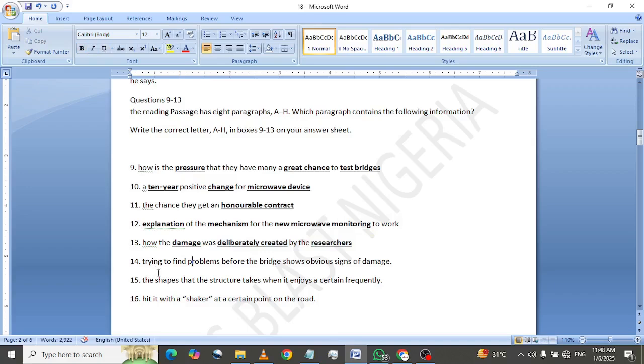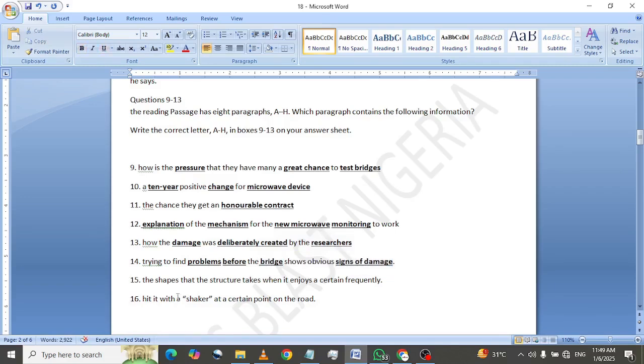Question 14 says, try to find problems before the bridge shows obvious signs of damage. Our keyword here is what? Problem. Then don't forget they said before, so we should also include that. Then bridges. Then they now say what? Sign of what? Damage.